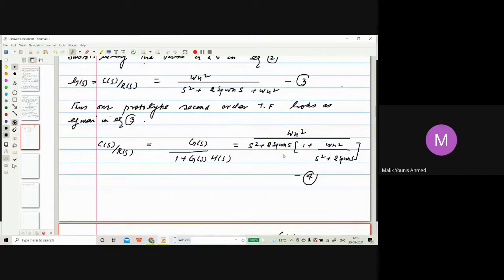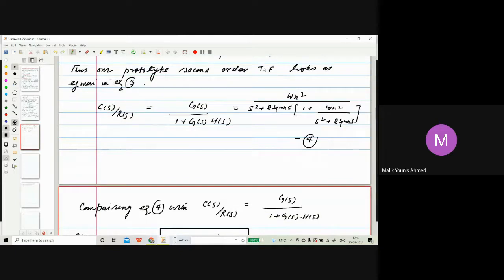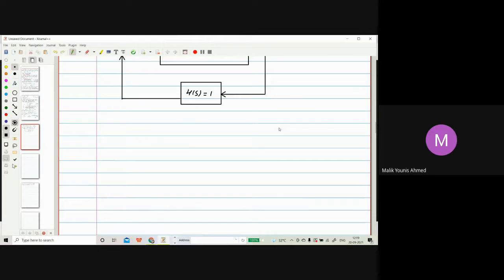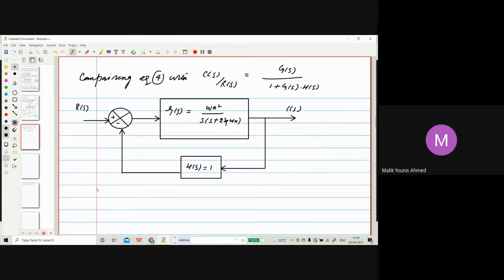See, this is the transfer function. You can write it in this form, this divided by 1 plus G of S H of S. That's the form we have written. So this is the way to represent it. This is the block diagram of a general second order system. I hope this is clear.